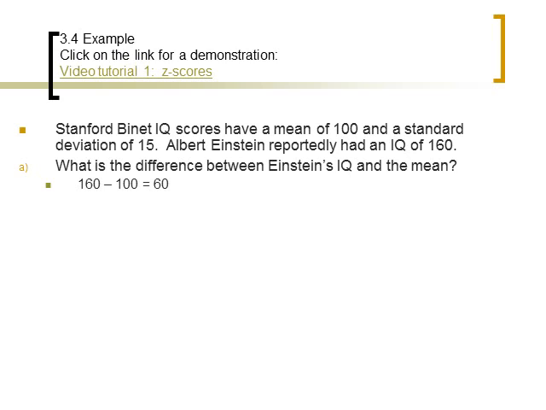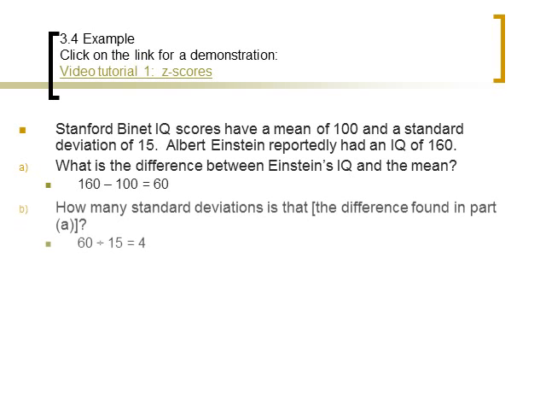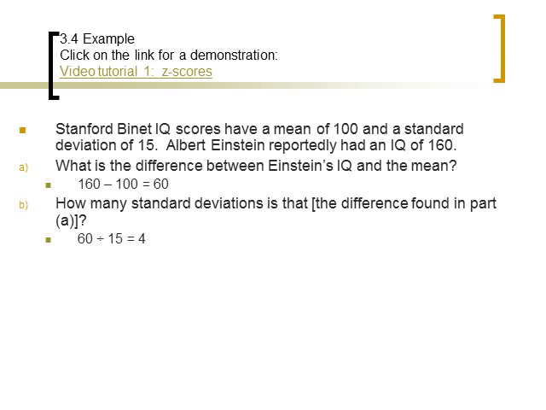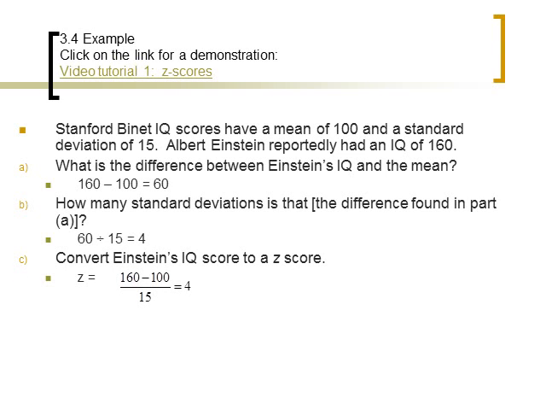And so what is the difference between Einstein's IQ and the mean? So in math, the difference means subtract them. So we're going to take his IQ of 160 and subtract the mean IQ of 100, and we get 60 points different. How many standard deviations is that? And so we take 60 and we divide by the standard deviation 15 to figure out how many standard deviations go into that, and we get 4.